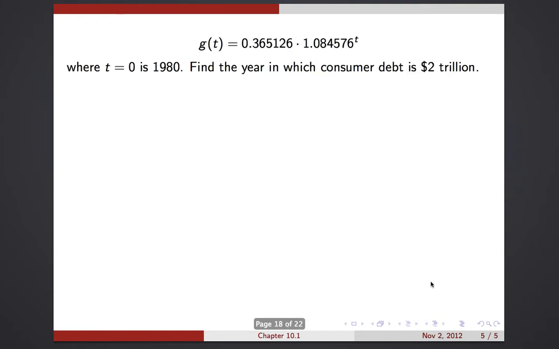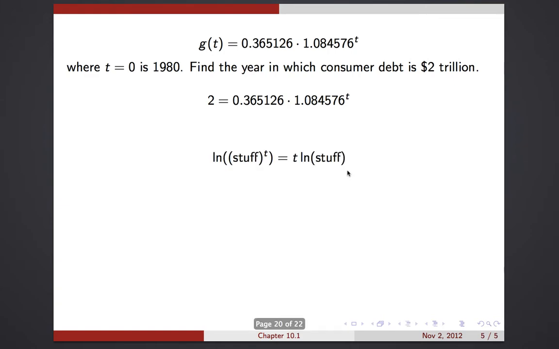Okay, so after all that, let's now consider the exact problem you asked about. So G of T here models consumer debt. T is years since 1980, and G is measured in trillions. So when they want you to find the year in which consumer debt is 2 trillion, they're asking you to solve this equation. So you want to know when, so you don't know T, does G reach 2? And so you want to find T. T is what you don't know, but T is inside an exponent. And logs are exactly what allow you to move a variable down from an exponent.